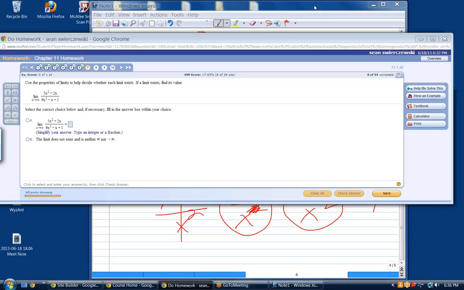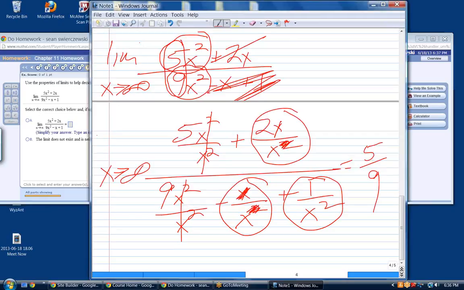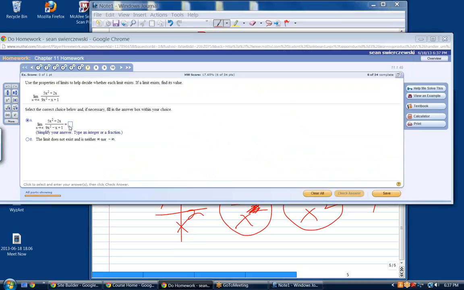I can still go through that process that I did, which is to divide every single term by the highest degree, which was x squared. That's always a legitimate thing to do. You can divide the numerator and the denominator by the same thing no matter what it is. Okay, so this is 5/9. Okay, so now look at this carefully.